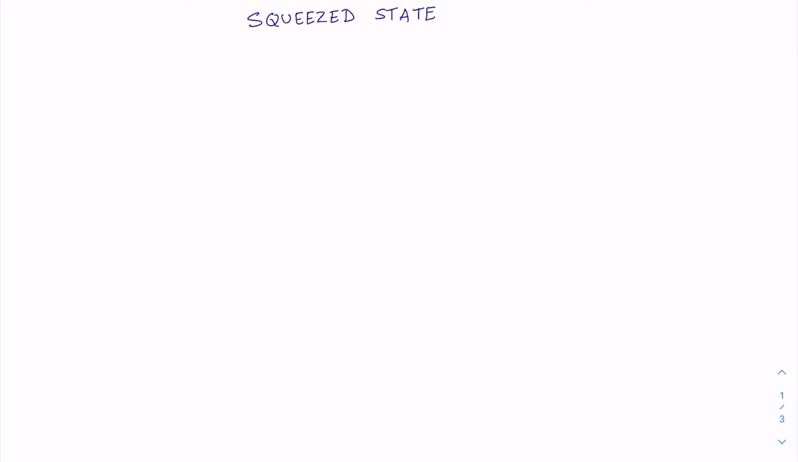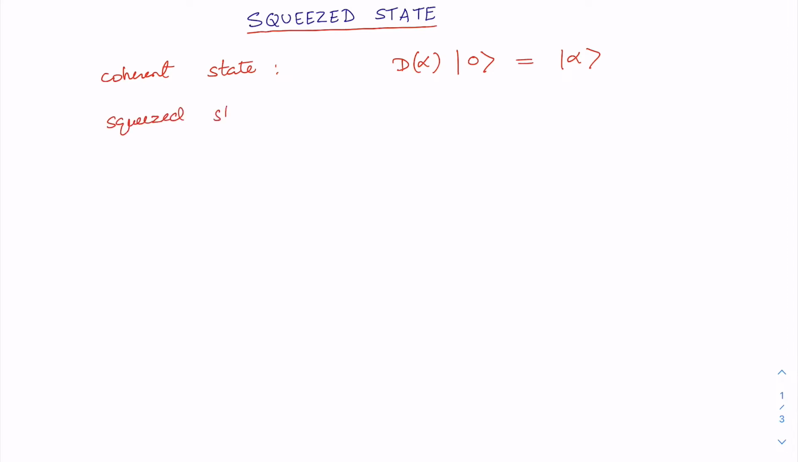Let us begin our discussion on squeezed states. It is an important class of quantum states of the harmonic oscillator or quantized electromagnetic radiation. As we learned in the last class about coherent states, we take a ground state and displace it, and we get the coherent state. Similarly, we can understand the squeezed state by taking the ground state of a harmonic oscillator and then squeezing it, and we get the so-called squeezed state. The squeezed state is represented by |ξ⟩.